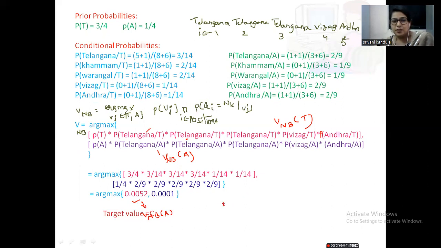T. That means the new instance or the new document that we have taken is labeled as T, so this new document belongs to Telangana. As per the content that we have, the probabilities that we computed and the V_NB value that we have calculated, the final classification is that the new document was classified as T.